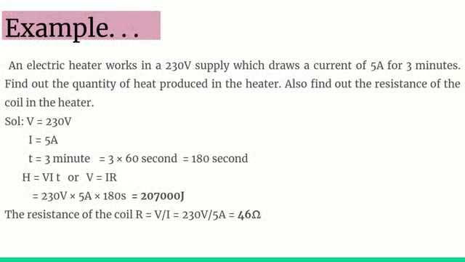So using the equation H is equal to I square RT or H is equal to VIT, and using the Ohm's law equation V equal to IR, we can find out a few equations and use them to find the heat produced in various situations.